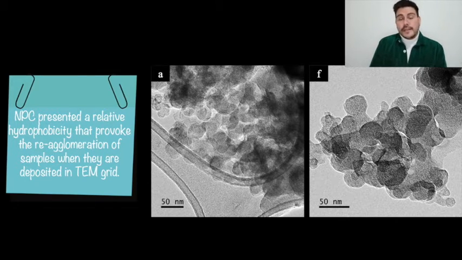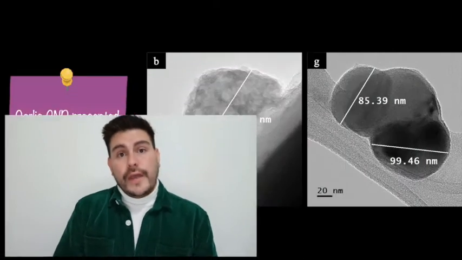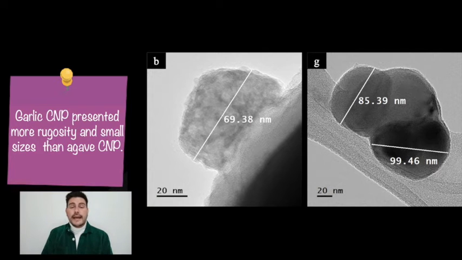In the first part, we can see that the nanoparticles have a characteristic hydrophobicity that is well known, and that provokes a reagglomeration of the samples when they are deposited on the TEM grid. In the second row of the image, we can see that garlic nanoparticles present more rugosity and also smaller sizes in comparison with the cellulose nanoparticles from agave.